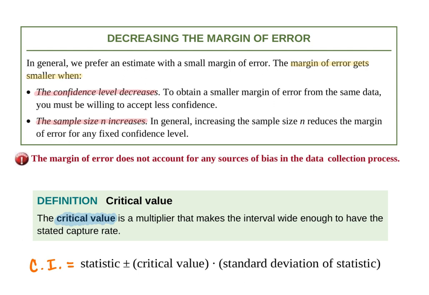And the last new term I promised that we're going to cover in this video is something called a critical value. So that's a multiplier that makes the interval wide enough, so our confidence interval wide enough to have the stated capture rate. Another way to think about it is our critical value is the value of our statistic that we're testing, which defines our upper and lower bounds of our confidence interval. So one way to think about it is if we have our confidence interval and we have our statistic and we plus or minus our critical value, so if we wanted to do 2 intervals or 3, and then we multiply it by the standard deviation of our statistic.